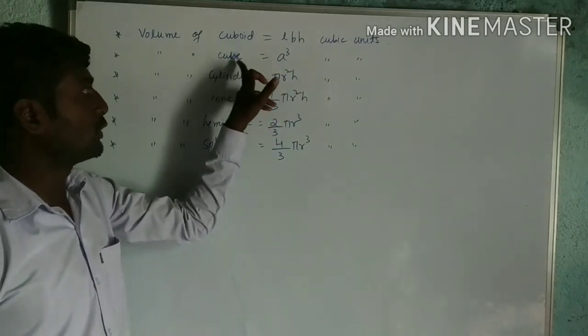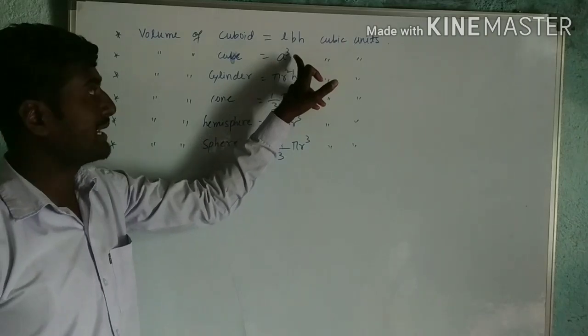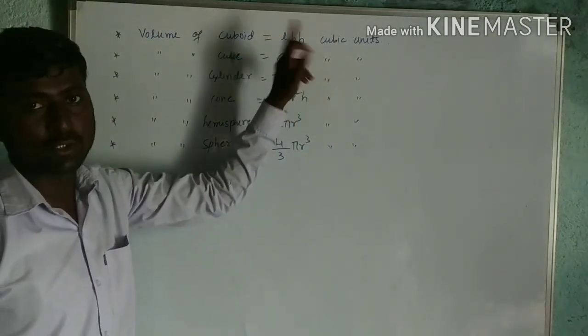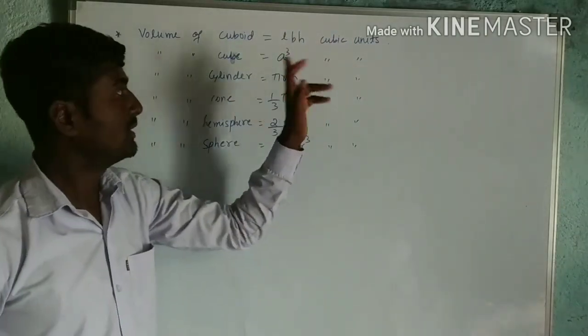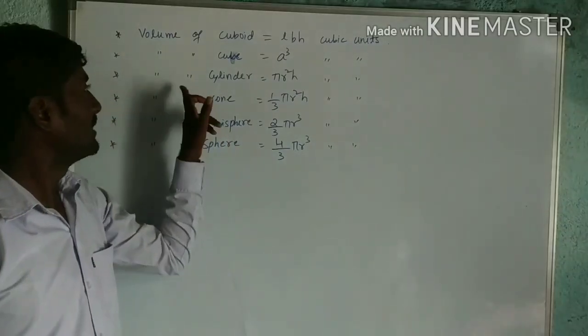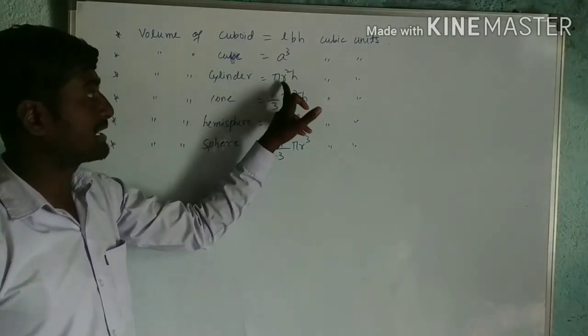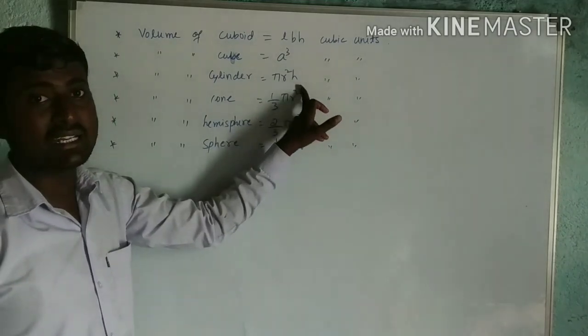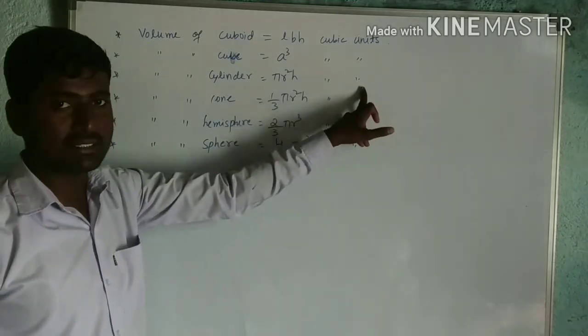Next one, volume of cube, that is a cube, where a is the edge of a cube. You can take it as x also, x cube, where x is the edge of the cube. Cubic units, since it is a volume. Then volume of cylinder, that is pi r square h, where r is the radius of the cylinder and h is the height of the cylinder, cubic units.